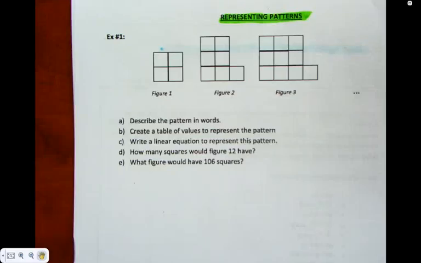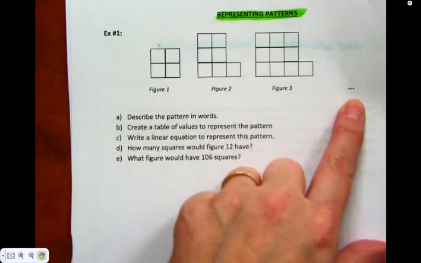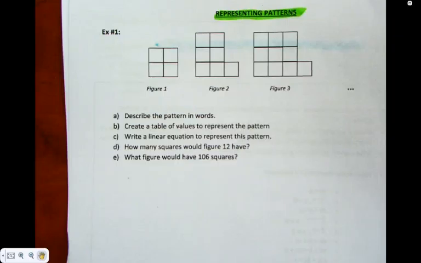So all the questions are generally going to look like this. They're going to give you a bunch of figures, starting with figure 1, figure 2, figure 3. What does this dot, dot, dot mean? Continues forever. And what they want to know is first, let's describe the pattern in words, what's happening. Then we're going to create a table of values.